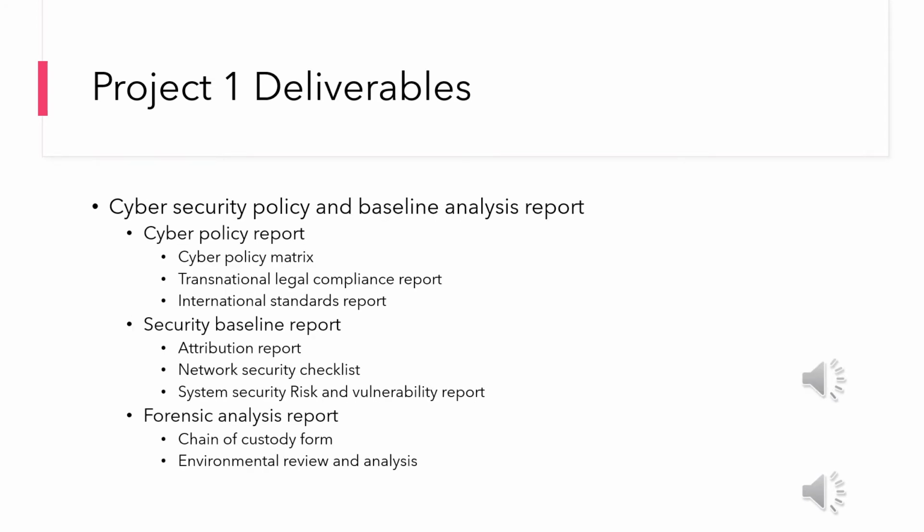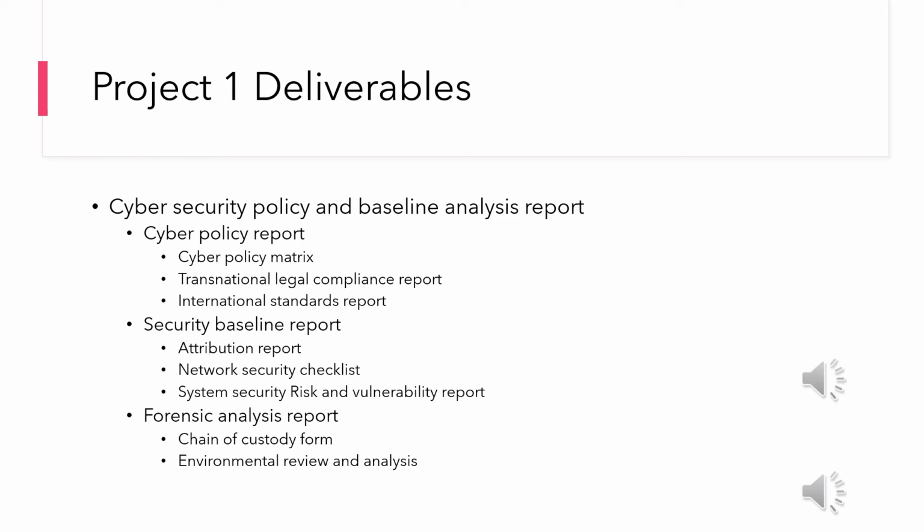The final deliverable for this project is the Cyber Security Policy and Baseline Analysis Report. This is a culmination of all the objectives in Project 1. This report can be broken down into 3 main sections: Cyber Policy Report, Security Baseline Report, and the Forensic Analysis Report. The Cyber Policy Report gives an overview of the managerial, technical, and regulatory positions of the Five Eyes nations attending the summit and includes the Cyber Policy Matrix, Transnational Legal Compliance Report, and International Standards Report.